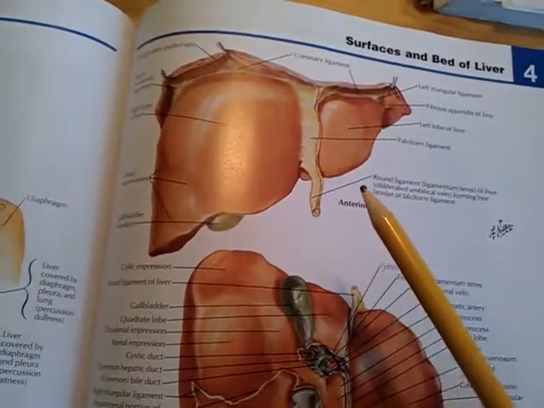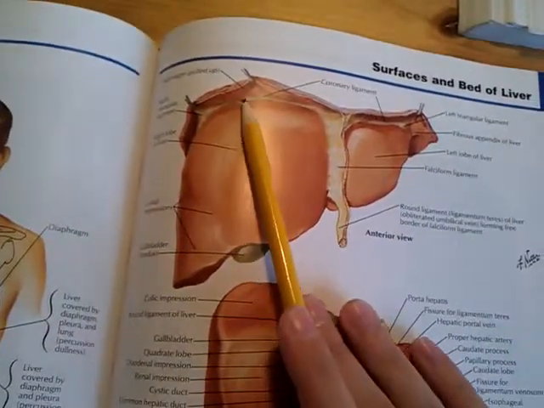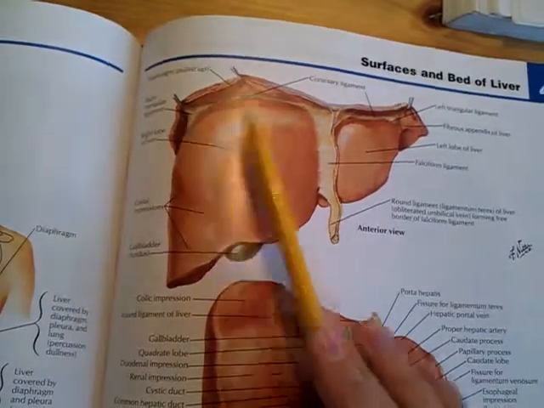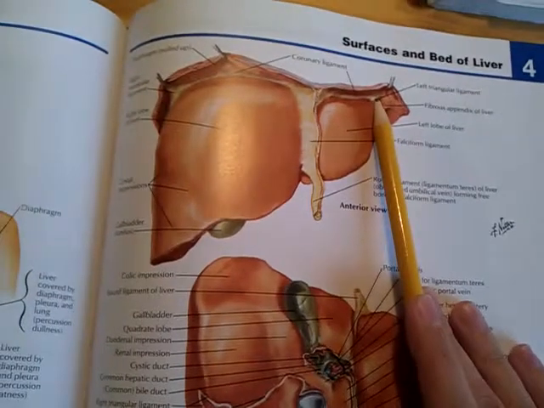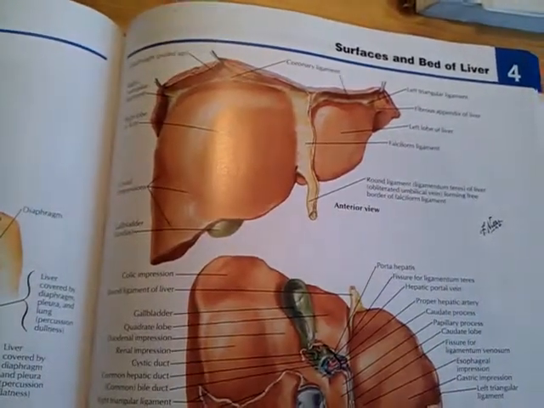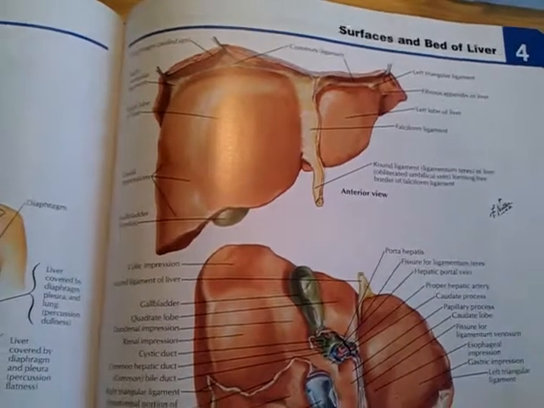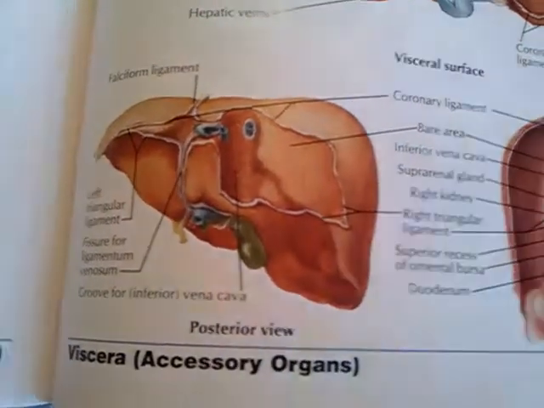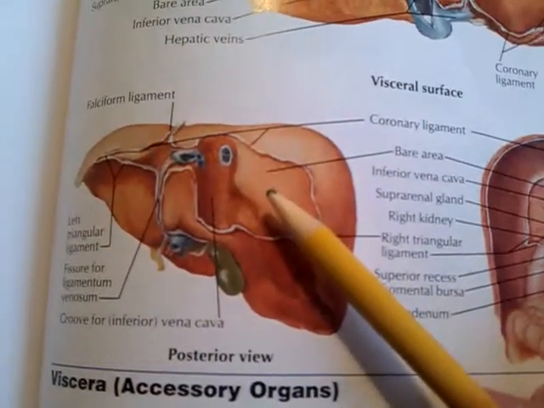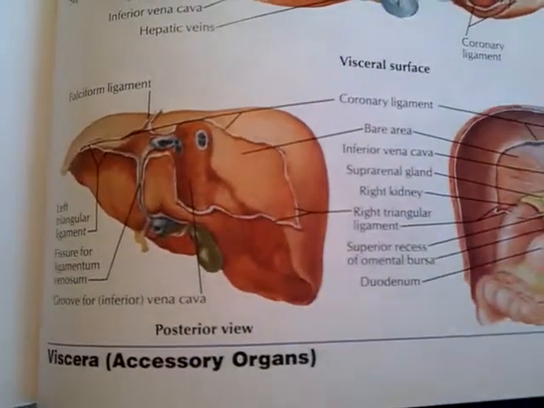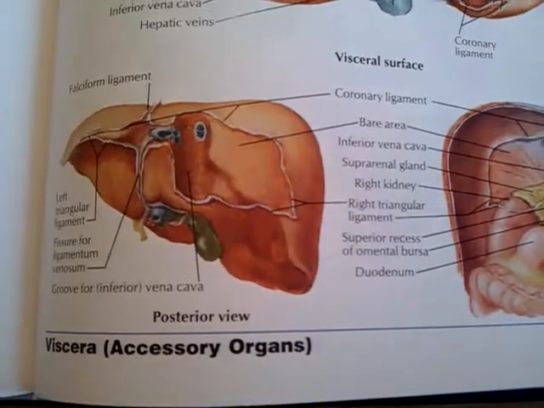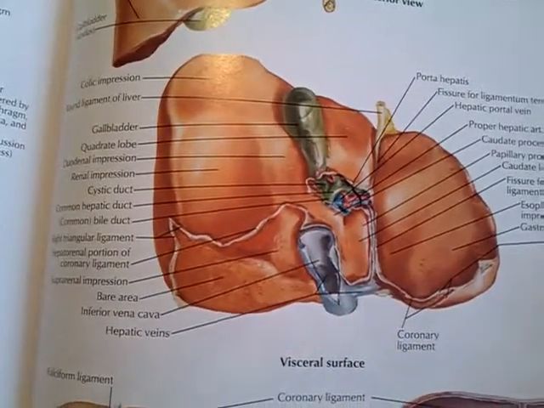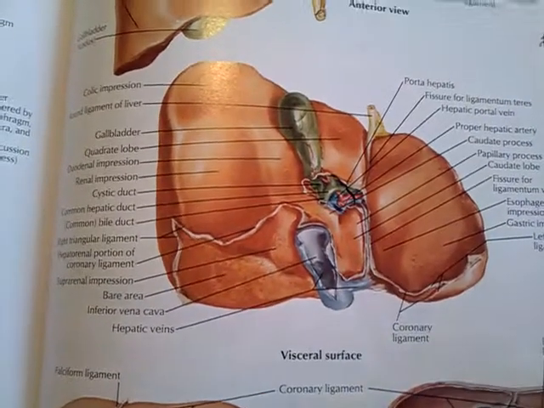The diaphragmatic surface is connected to the diaphragm by the coronary ligament and right and left triangular ligaments. The coronary ligaments border the bare area that is connected directly to the diaphragm by fibrous tissue. Now the visceral surface is connected to the stomach and duodenum by the lesser omentum.